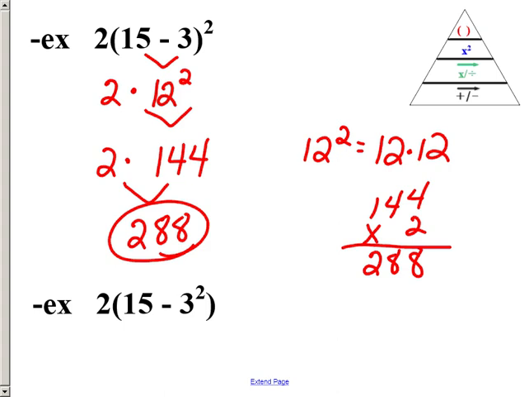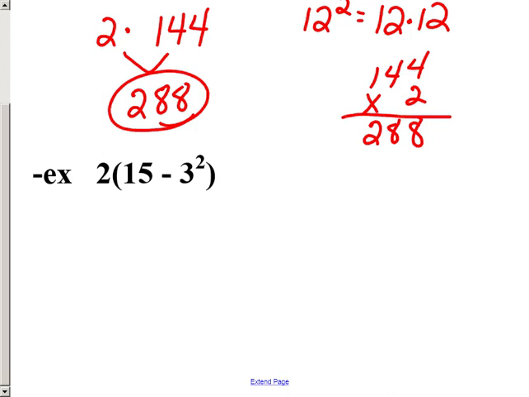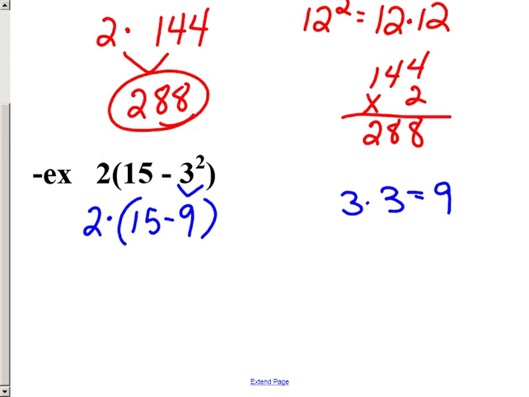Now let's look at one more. 2 times the difference of 15 and 3 squared. So when I look at this, I have to do grouping symbols first. Within my grouping symbols, I have both the subtraction and the exponent. The exponent has to come first. So 3 to the second power is 9, because 3 times 3 is 9. So I have 15 minus 9 in parentheses, and I'm going to have 2 times that. So 15 minus 9 is 6, and 2 times 6 is 12.